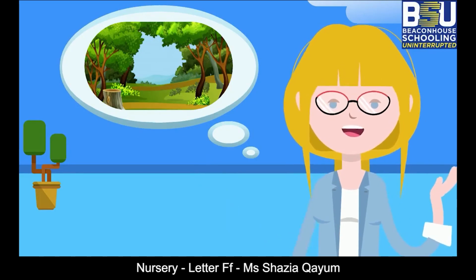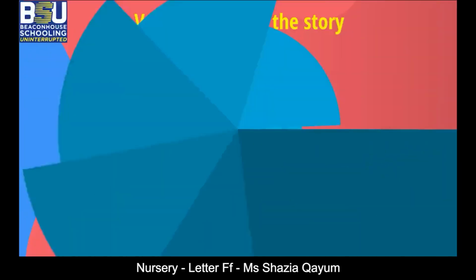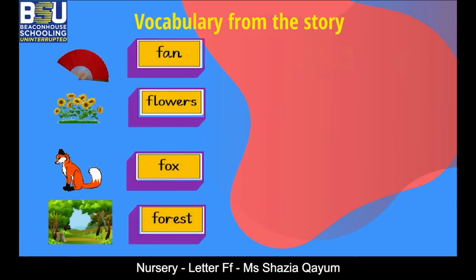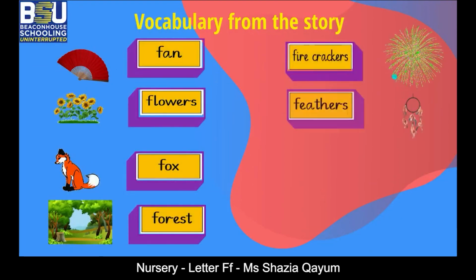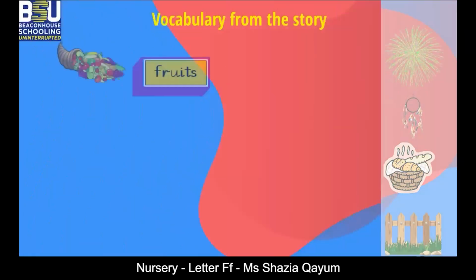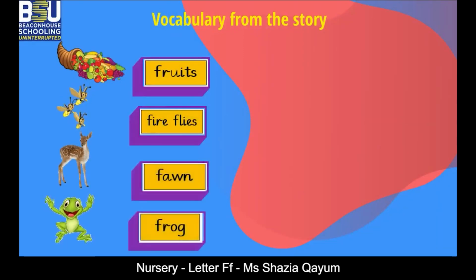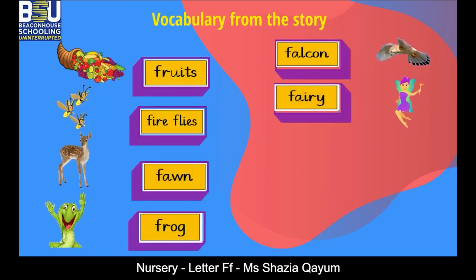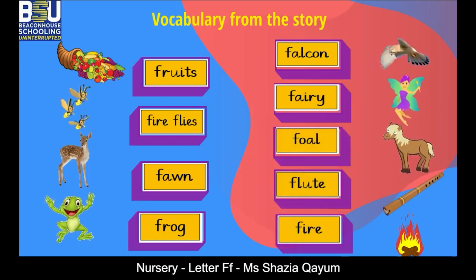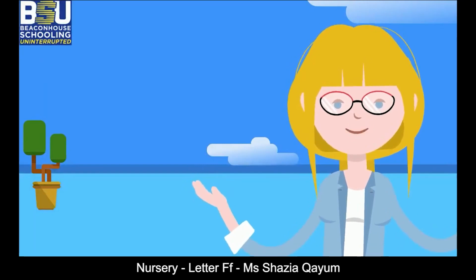Now it's time to recall all the words that we have learnt from the story. Fan, flowers, fox, forest, firecrackers, feather chimes, food, fence. Fruits, fireflies, fawn, frog, falcon, fairy, foal, flute, fire. Great job, kids. Now let's focus on the formation of letter F.